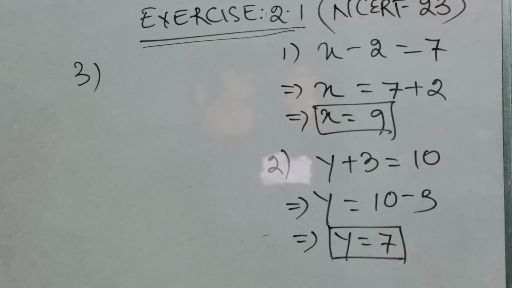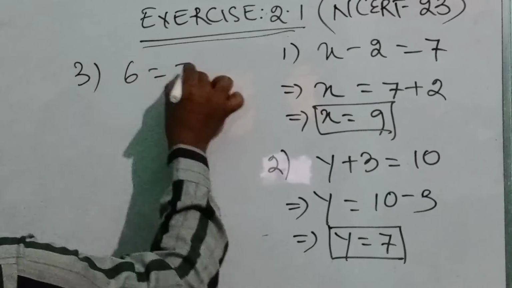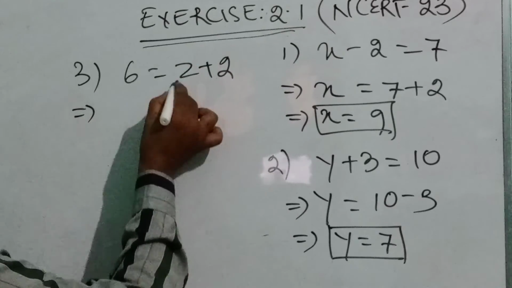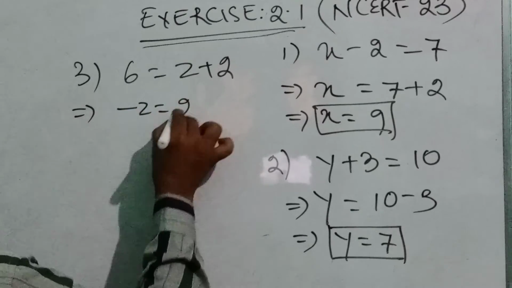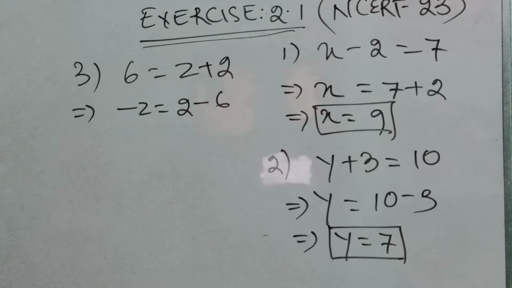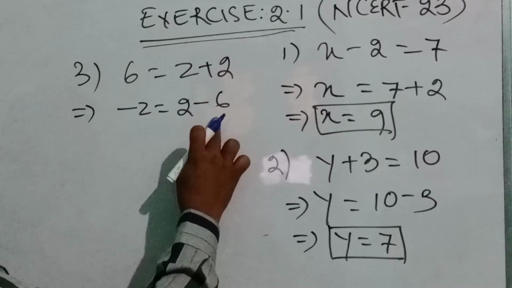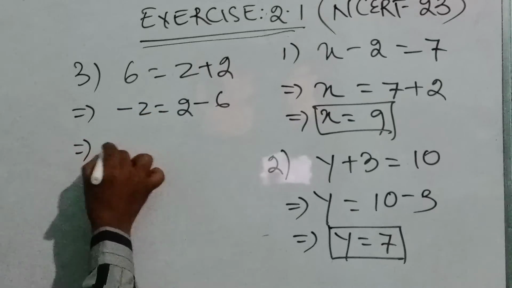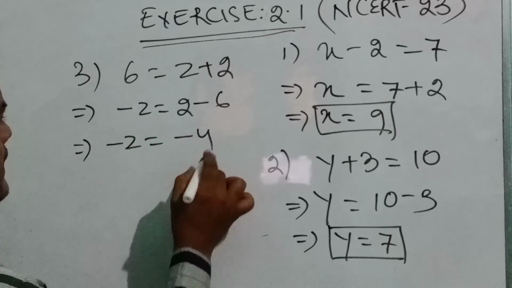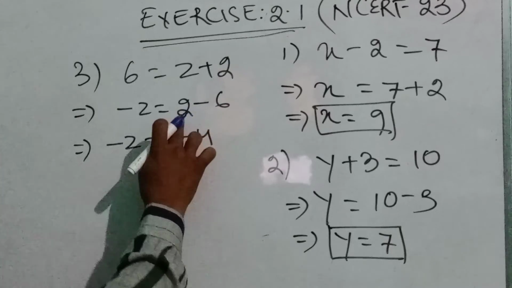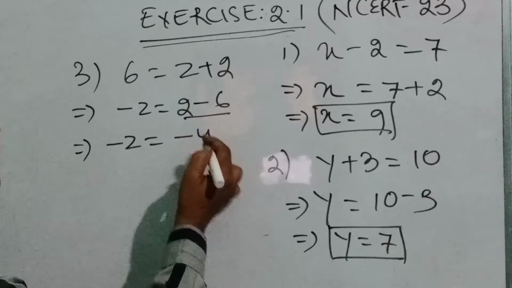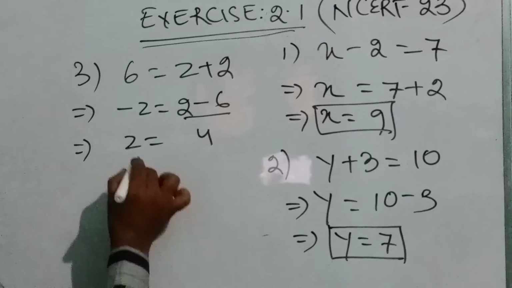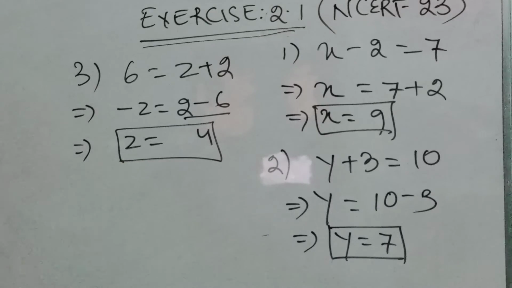6 equal to z plus 2. Take z to the left side and take the 6 towards the left side as well. So plus 6 becomes minus 6 on the left, and z becomes minus z. So minus z is equal to minus 6 plus 2, which gives minus 4. Now the minus signs cancel, so z equal to 4. This is the value for number 3.